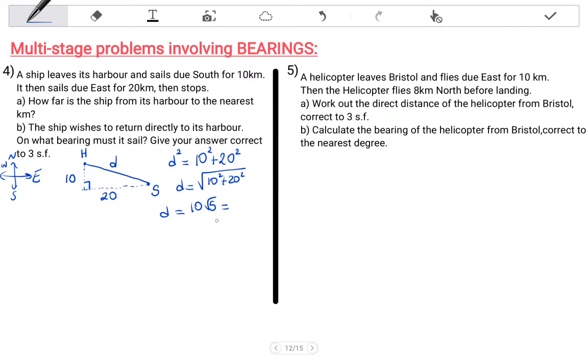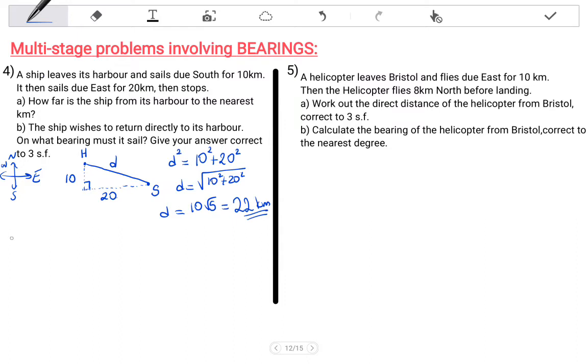When you see this exact value, you can press the SD button to have the decimal number and do the approximation on the number that you see on your display. It is, to the nearest kilometer, 22 kilometers. So we finish with part A.